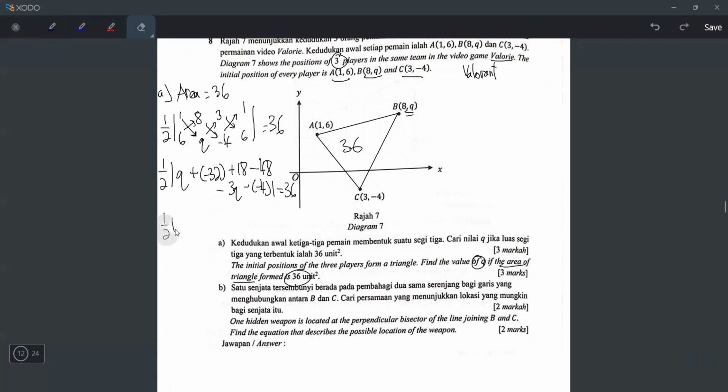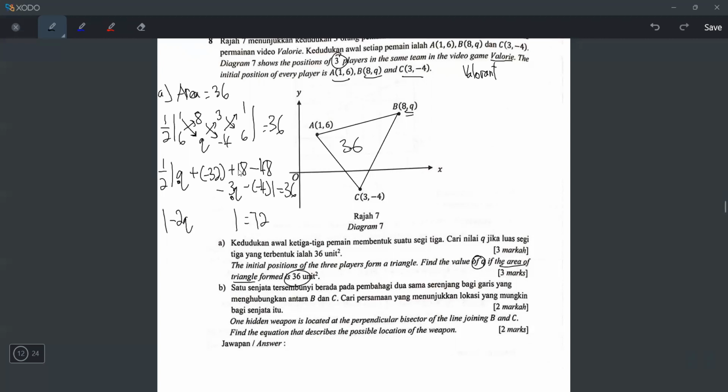Okay, just move the 1 over 2 to the other side. Because I already know 1 over 2 moved becomes times 2. And what is 36 times 2? 72. And then you are left with a modulus something inside here. So Q and Q can combine. So Q minus 3Q is negative 2Q.